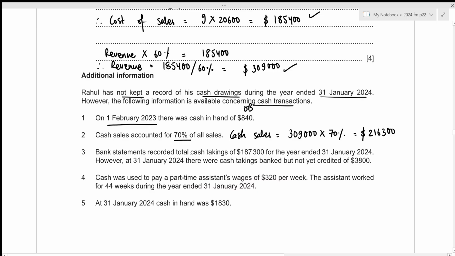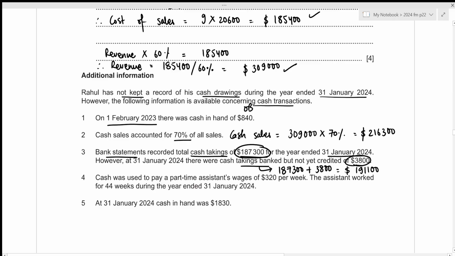Then bank statements recorded total cash takings of 187,300 for the year ended 31st January 2024. However, at 31st January 2024, there were cash takings banked but not yet credited of 3,800. So in this case, our total cash takings banked will be 187,300 plus the not yet credited amount of 3,800. This not yet credited means that we had already included the 3,800 into our bank account, but it was yet to be shown in our bank statements. That is why we now add it. It provides the total cash takings banked to have the amount of 191,100.